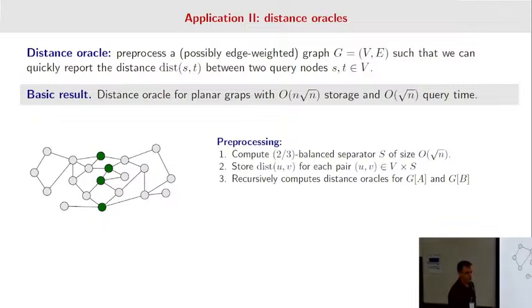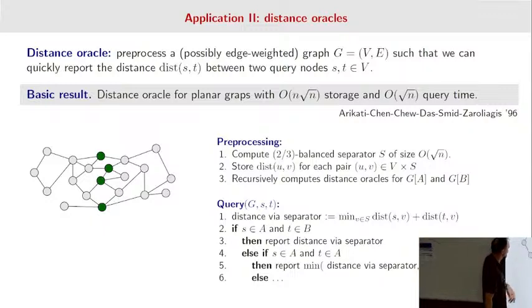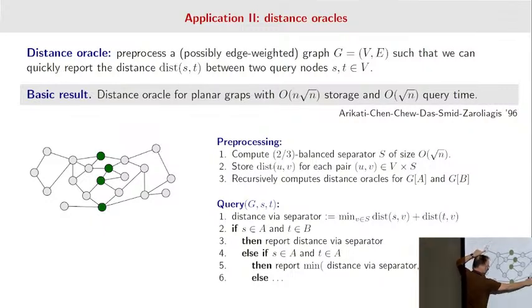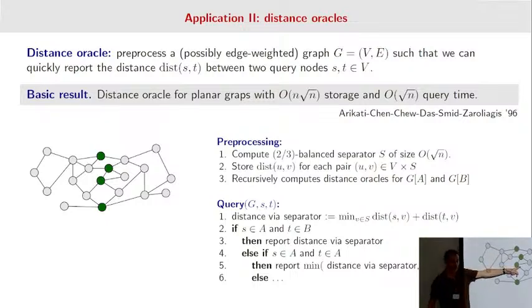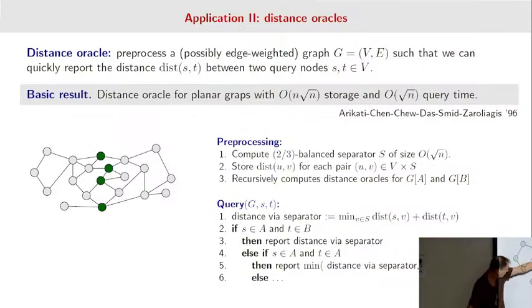Okay, now how do you do the query? Well, suppose I want to go from here to here. This is my query. Well, that has to go through one of the nodes in my separator. So I simply check, oh, for this node, I have the distance from here to here. I also pre-compute it from here to here. I add it, and I do that for all the nodes on my separator, and I take the best one.